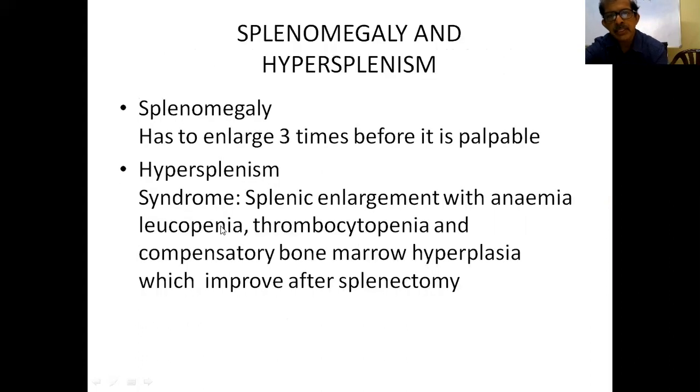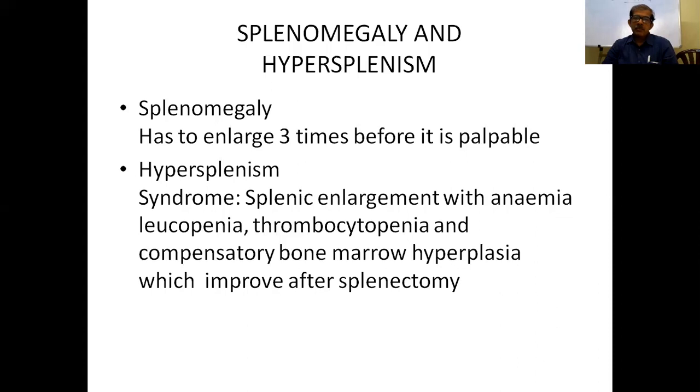But what is important is splenomegaly and hypersplenism. So hypersplenism is also a short note. That means a 2-mark question for you. So when do we call it splenomegaly? Any enlargement is splenomegaly. But it is not a rule that every splenomegaly should be palpable, because unless the spleen is enlarged thrice its original size, it is not palpable. So this is important. In entrance exams, they may give this question. So 3 times.